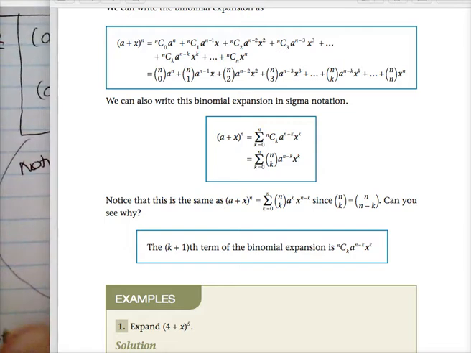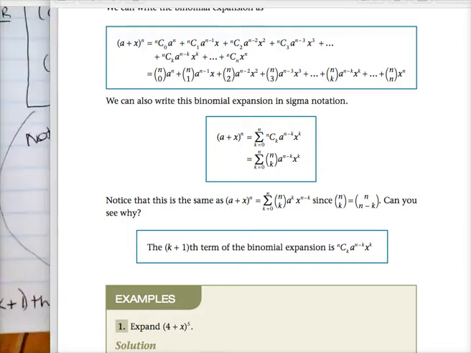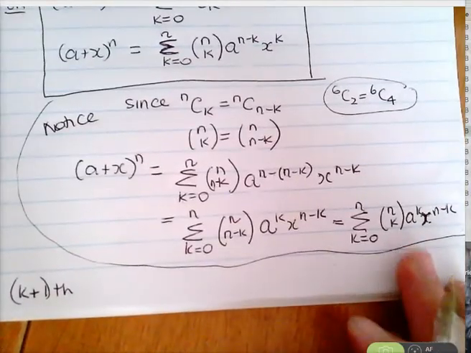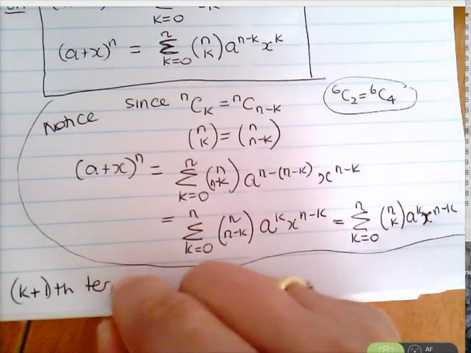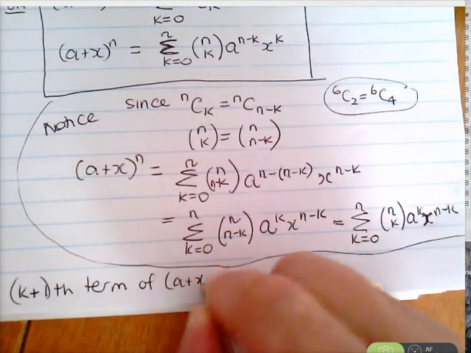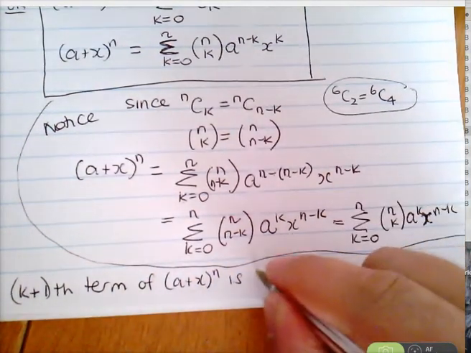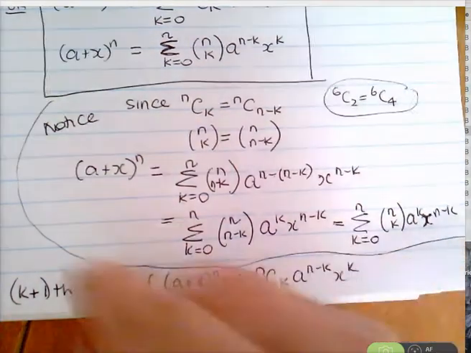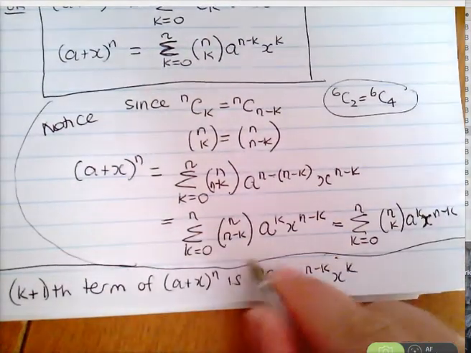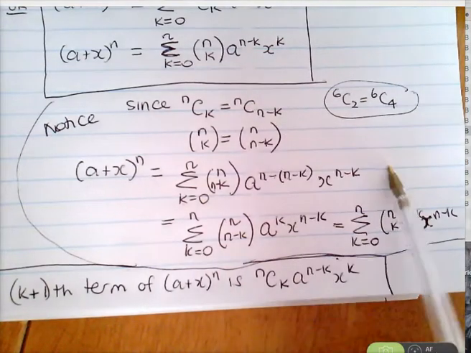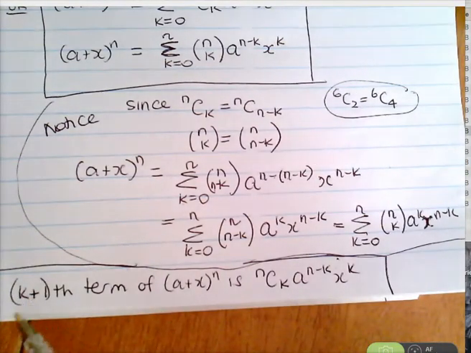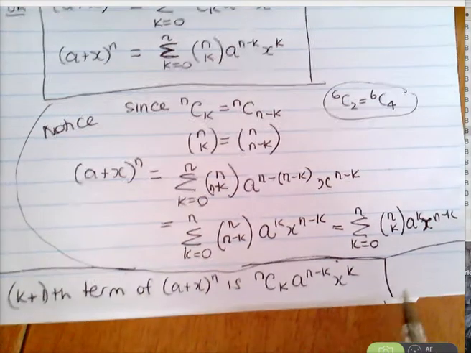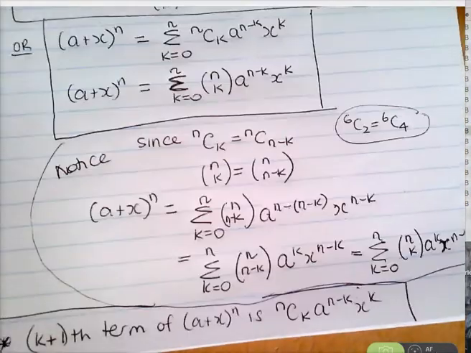And also, the last thing that we want to notice is that the k plus 1th term of (a + x)^n is nCk, a to the n minus k, x to the k. So you can box that one in as well. Just be careful you don't get confused with this, okay? The k plus 1 term of (a + x)^n is nCk, a to the n minus k, x to the k. Okay, now we'll look at some examples.